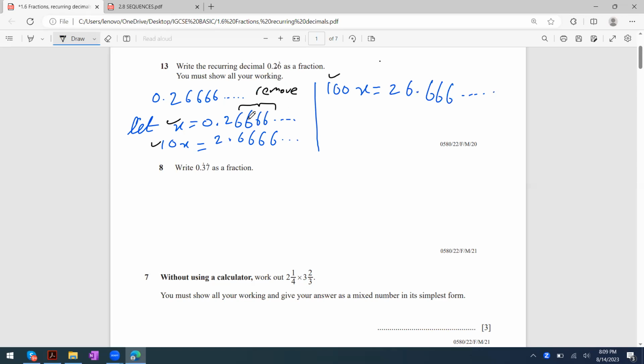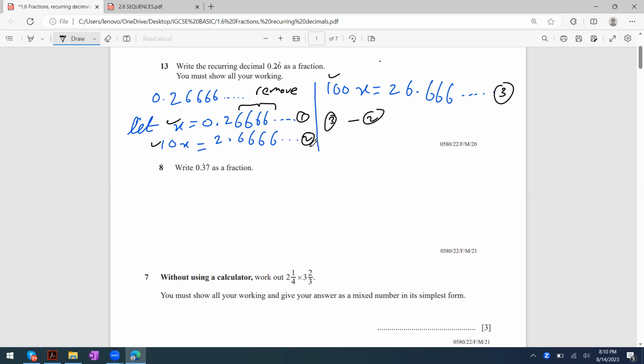Okay, so I try 10x. I multiply this whole equation with 10. I get 2.666. But if I subtract these two equations, I am unable to remove this part. Now I try 100x. Now you can see after the decimal 0.666. So let's call this equation number 1, this equation number 2, number 3. I can do 3 minus 2. I'm going to do 3 minus 2.